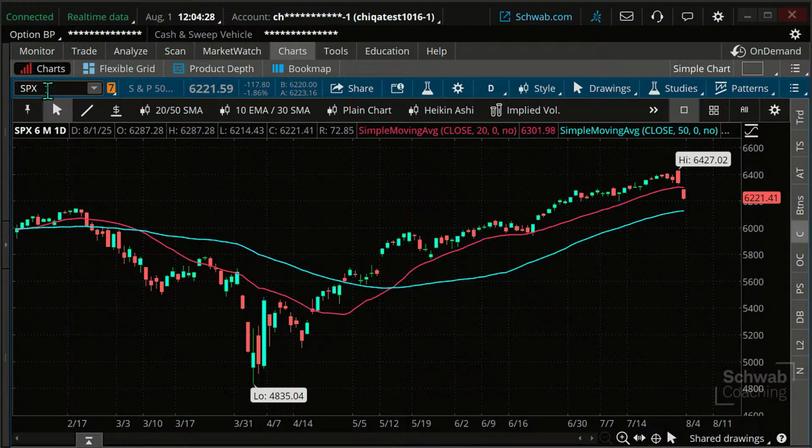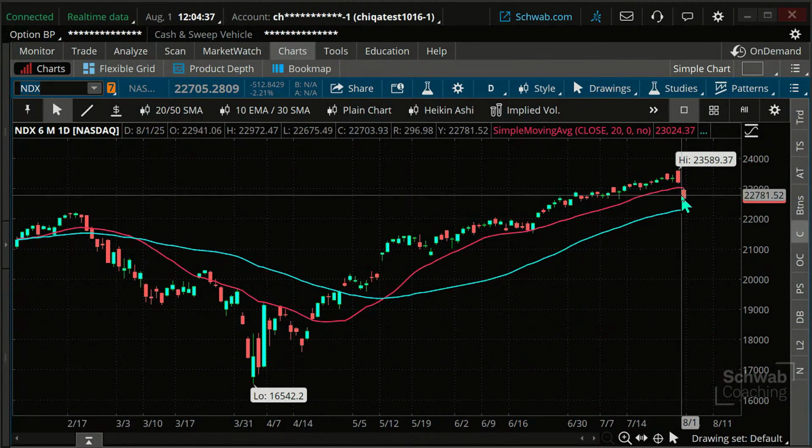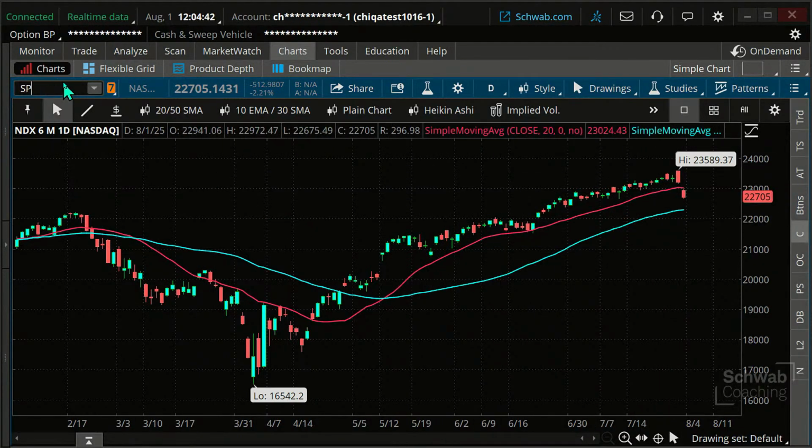I imagine if I were to pull up the NASDAQ, it's down even more. Yeah, down 2.2% right now. So a big drop-off on here, but the general trend has been going up on these. Okay, and so that's one of the key things that we look for.